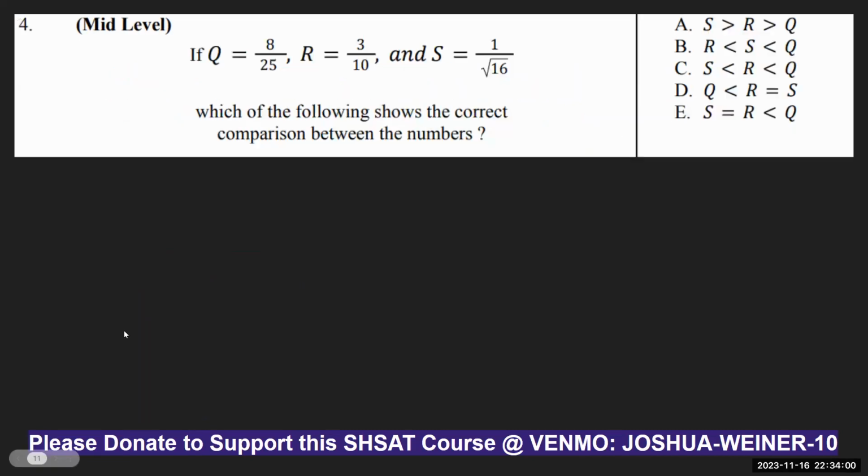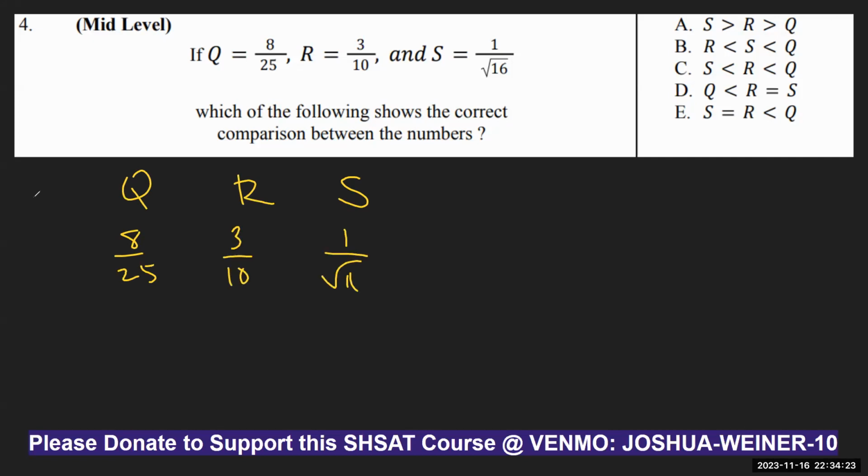Let's see, number 4. Here we go. All right, students, we're going to look at Q, R, and S and compare them. Q is 8/25. R is 3/10. S is 1 over the square root of 16. So the first thing we want to do is rewrite them into something a little more useful. So I'm going to multiply the top by 4 and the bottom by 4. And then this one, I'm going to multiply the bottom by 10 and the top by 10.